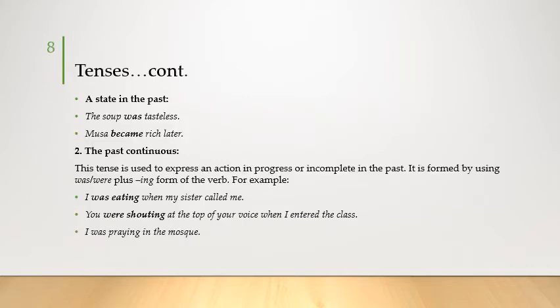Now, past tense is used to express a state in the past, as exemplified in the following sentences. The soup was tasteless. Musa became rich later. You see, was, became. They are the markers of the tense in these sentences, and the tense is past simple, past tense.